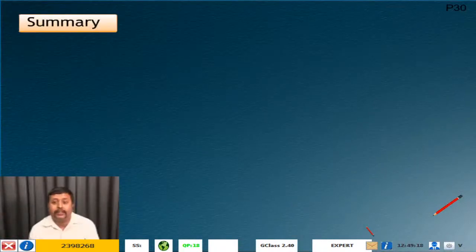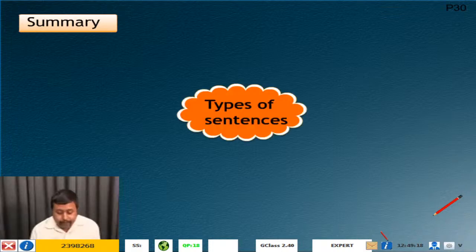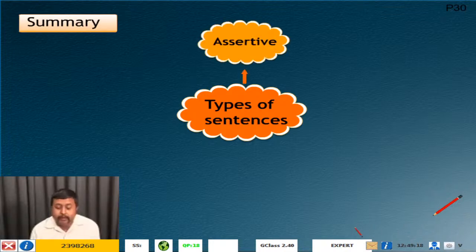So now let's summarize before we wind up. Let's summarize whatever we have learned today. We learned about types of sentences. So types of sentences is basically what? An assertive sentence. What is an assertive sentence?